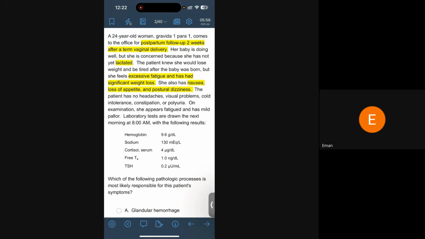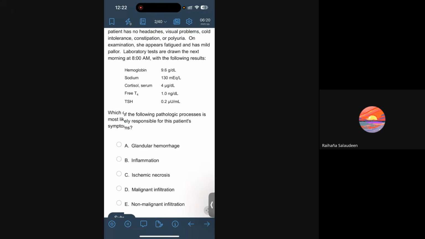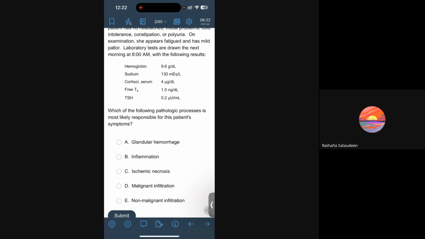So that means the patient is no longer producing ACTH, no longer producing prolactin, no longer producing TSH. All the hormones which are produced by the pituitary gland are no longer being produced. This state is called hypopituitarism. Now he is asking which one is the cause of hypopituitarism.